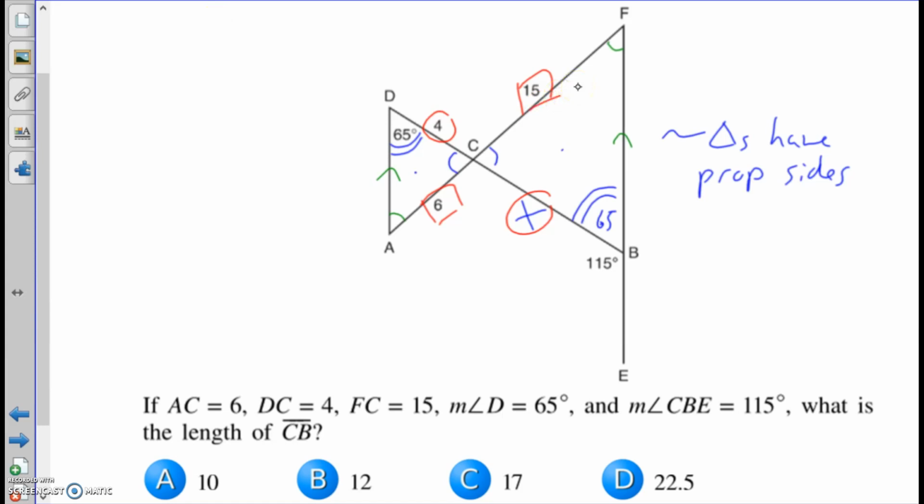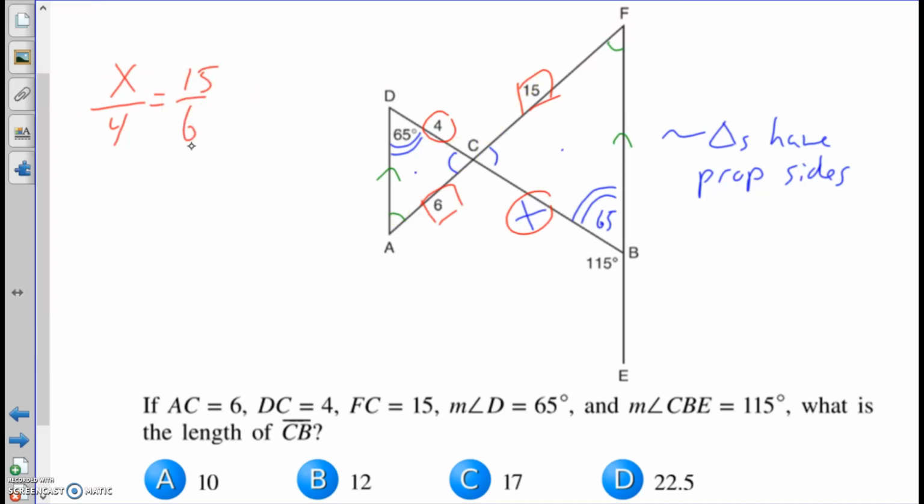Your proportion can be set up in one of two ways. Or actually probably more than two ways. But typically, at the core, one of two ways. I could say x corresponds to 4, big triangle to small triangle. Some people like to go small to large, but it doesn't really matter as long as you're consistent. If I'm going big to small, x to 4, I have to go big to small, 15 for the big corresponds to 6 for the small.